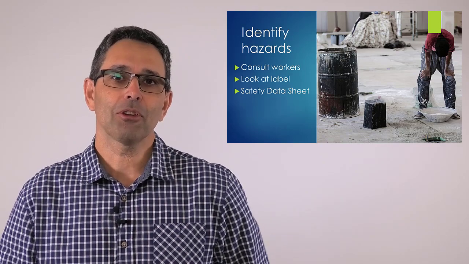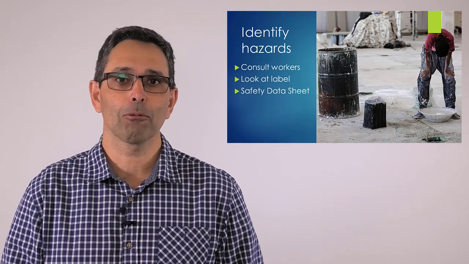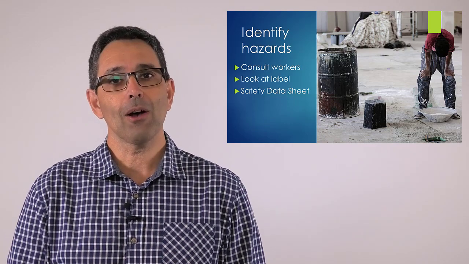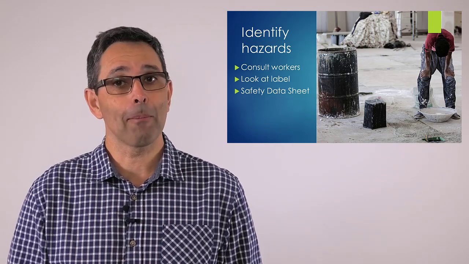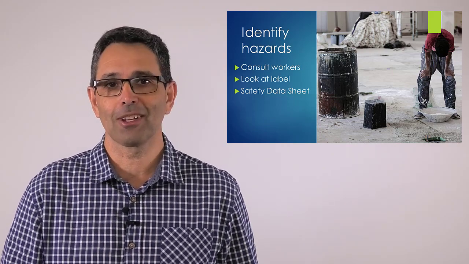Okay, so when it comes to hazardous chemicals, obviously we need to identify those hazards in the first place. As per all our different hazard topics, one of our main things that we need to do is consult with our workers before we actually go too far into this. They know what's going on, they know the chemicals they use, and they'll be able to give us some really good information. We should also be looking at the label.